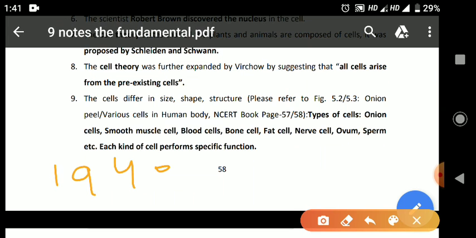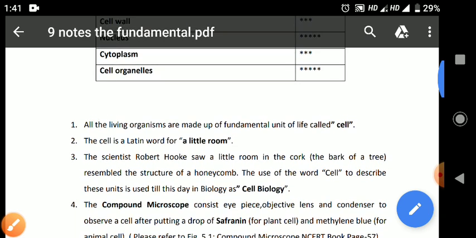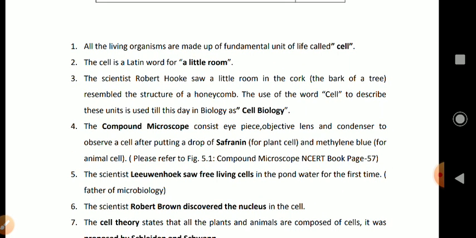Now revise the chapter points. The first point is all living organisms are made up of cells, their structural and fundamental unit. The smallest structural and fundamental unit of living beings is the cell. The word cell is derived from the Latin word meaning a little room. Robert Hooke first coined the term cell in 1665. The study of the cell is known as cell biology. Safranin and methylene blue are used for coloring the cell.